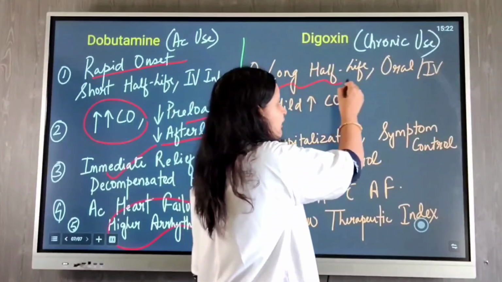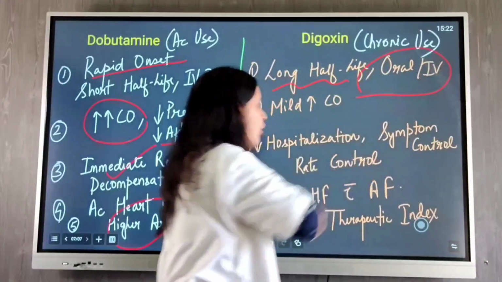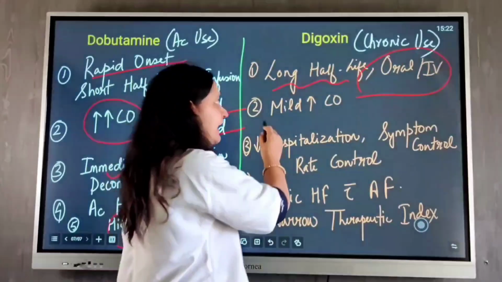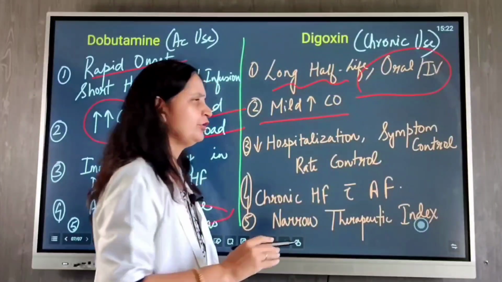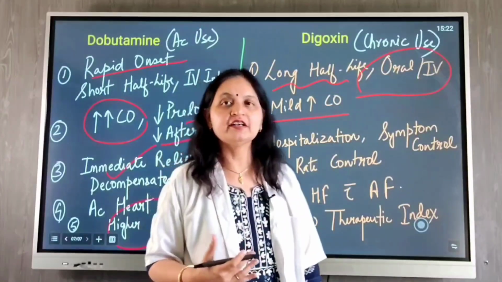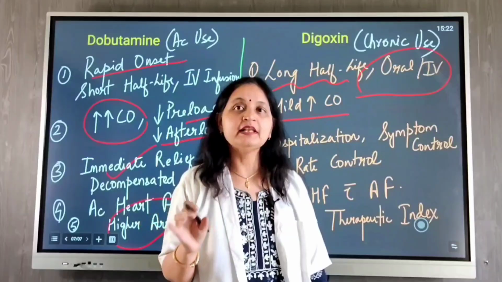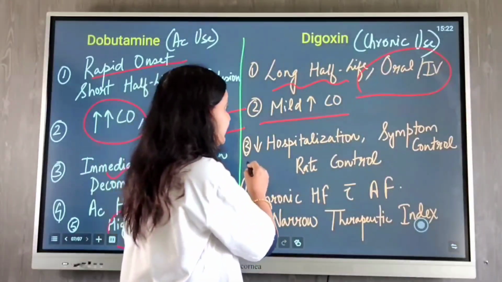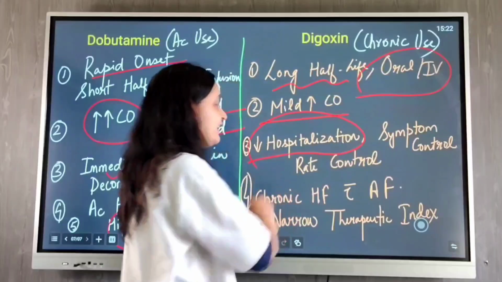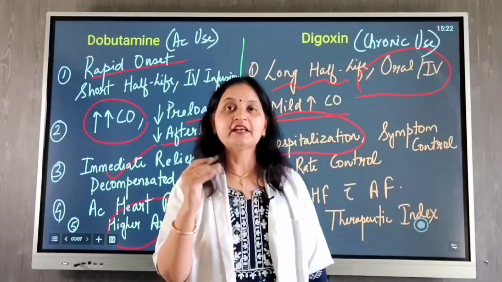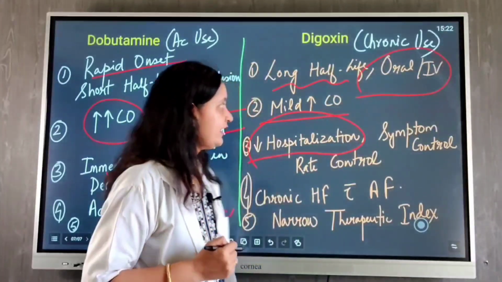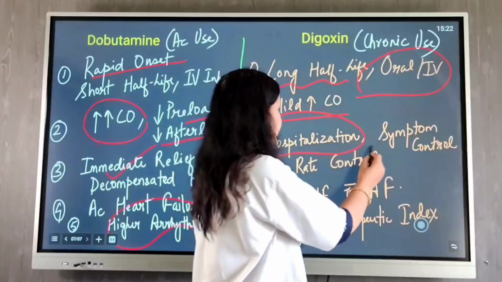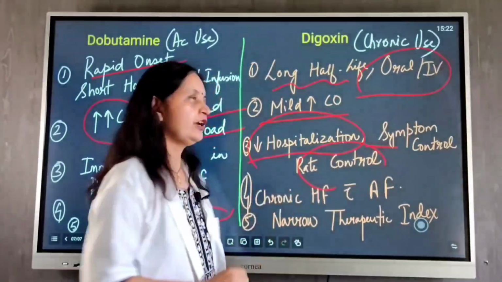It has a long half-life. It can be given orally or intravenously. Mild increase in cardiac output, not a drastic increase in cardiac output. Therefore, it is not suitable in decompensated heart failure. Secondly, it decreases hospitalization rate. So this is an advantage. It decreases the rate of hospitalization, provides symptomatic control, and also helps in rate control.